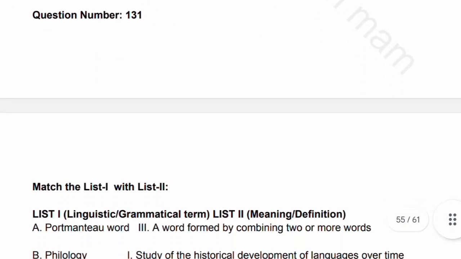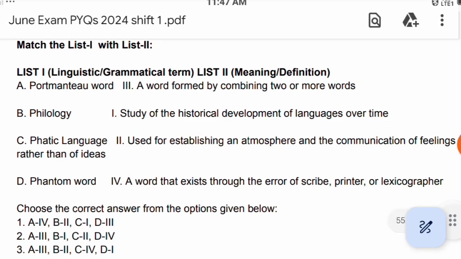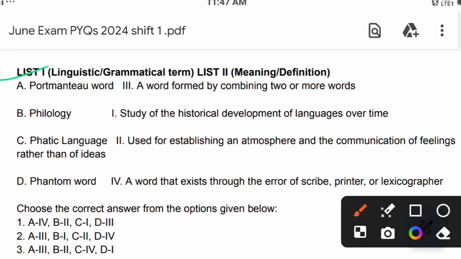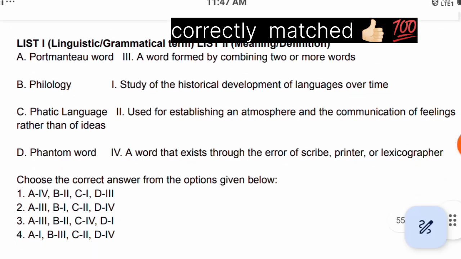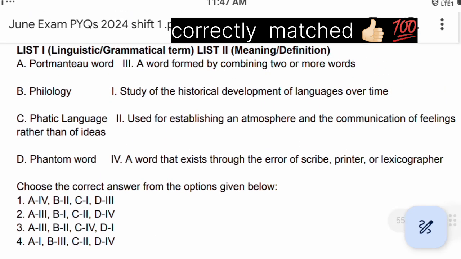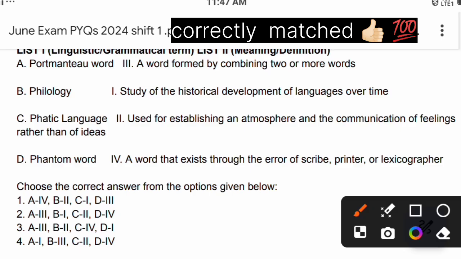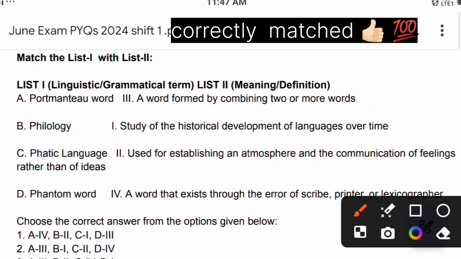Next question, number 131. Again, this is a matching. You have to match the linguistic grammatical term in list 1 with the meaning and definition in list 2. I just want to show you the correct answer. First, you have the linguistic grammatical term, and second, the meaning and definition.